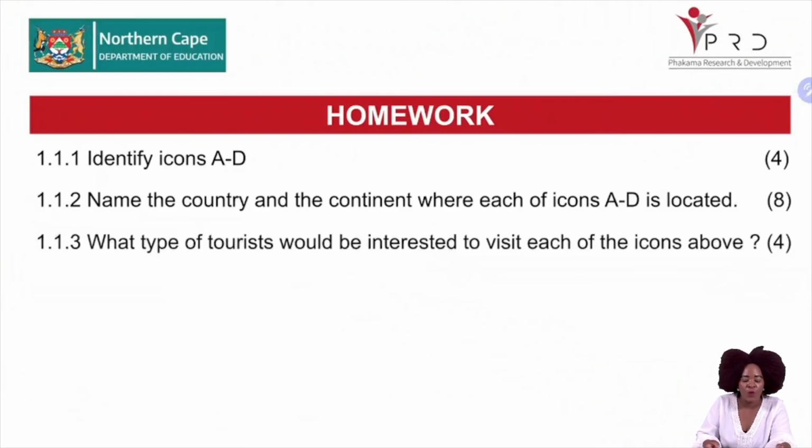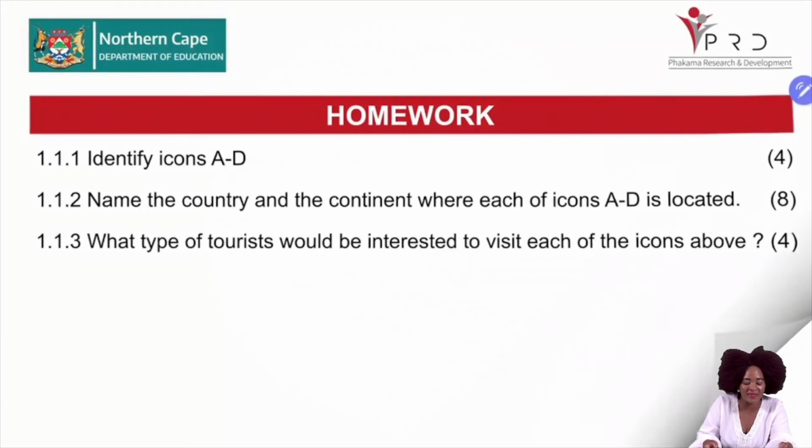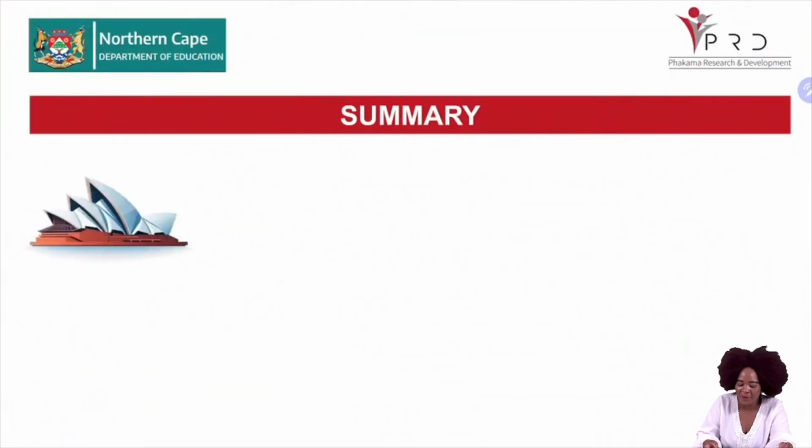1.1.3, what type of tourist would be interested to visit each of the icons above? So if you're talking about the icons that you have identified in the previous slide, what type of tourist now will be able to visit those icons? I know you know them by names. I don't want to make mistakes here and give you the clues or the answers. So it is very important.